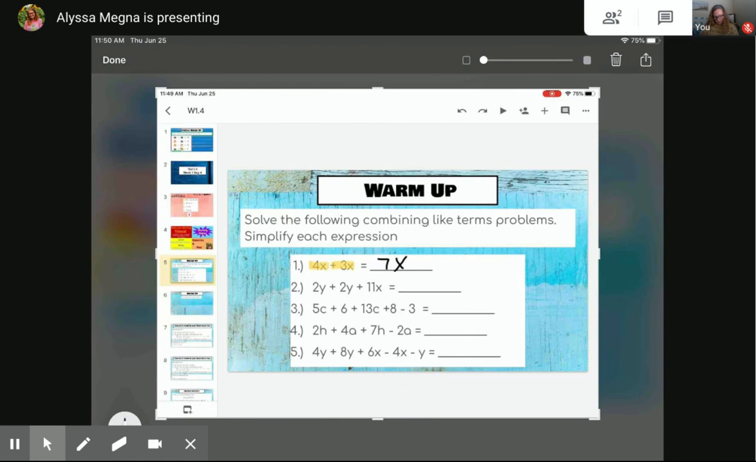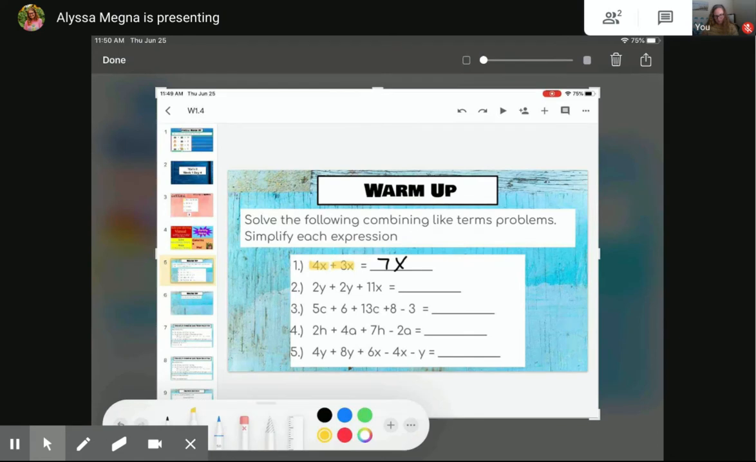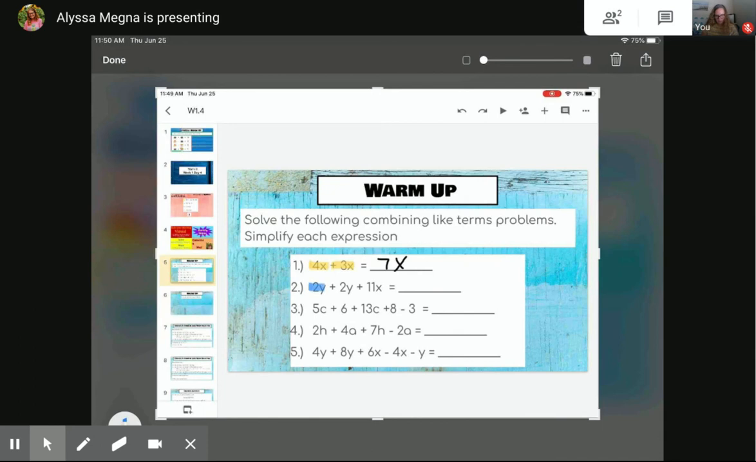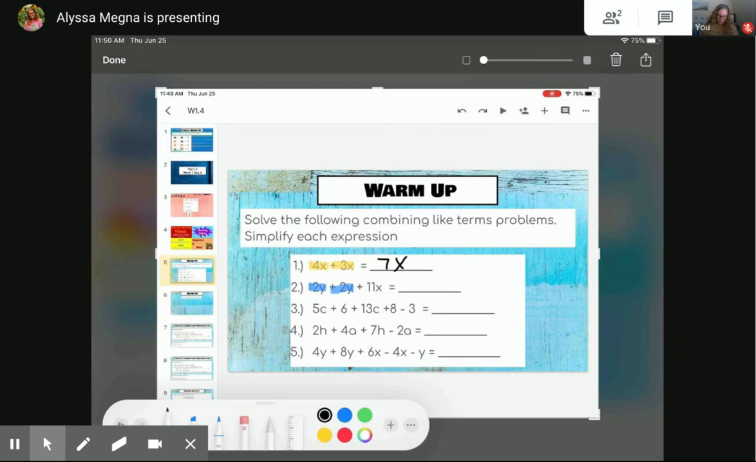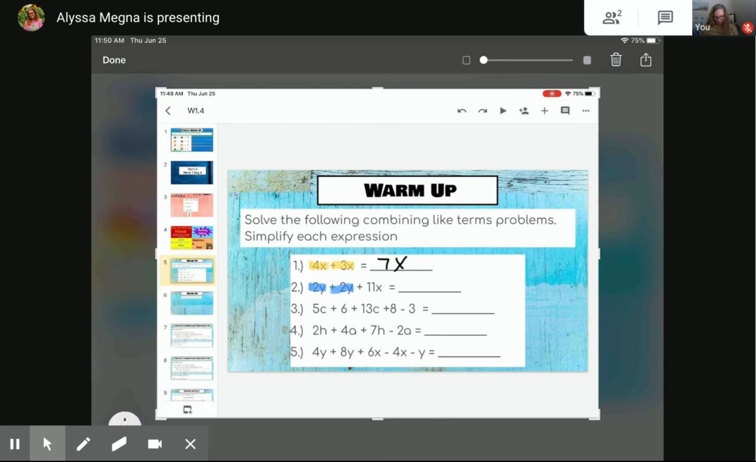All right, moving on to the next problem. I have 2y plus 2y plus 11x. So just starting at the beginning, I'm going to highlight my 2y, and then I'm going to look for any other terms that have a y. And I see next to that there's another 2y, so I'm going to highlight the 2y next to it and the sign in front of the 2y, which is a plus. This reminds me that the 2y, the second one, is positive. So when I'm combining my like terms, I'm doing 2y plus 2 more y's. So altogether, I have 4 y's.